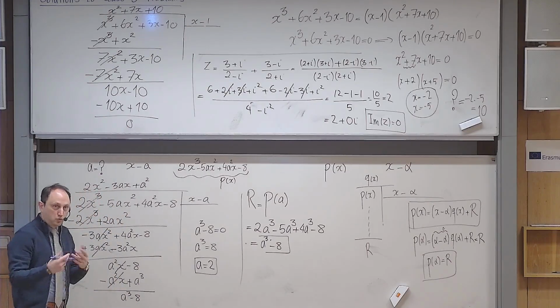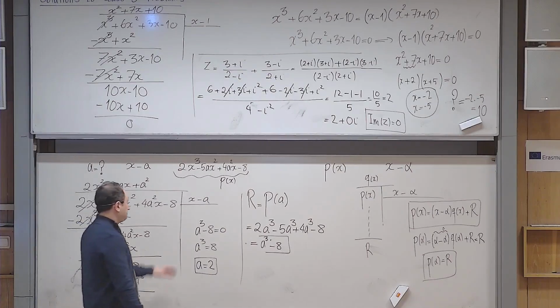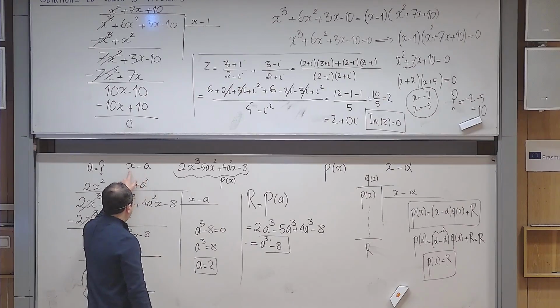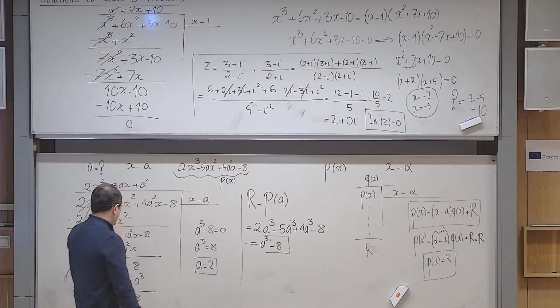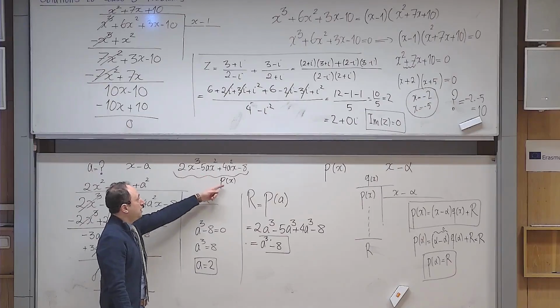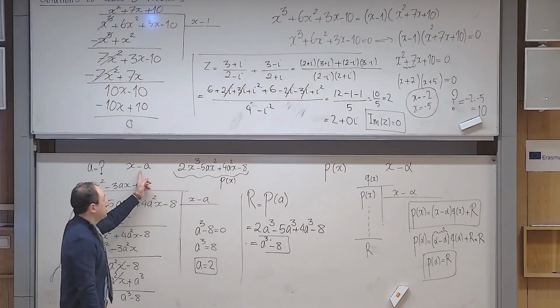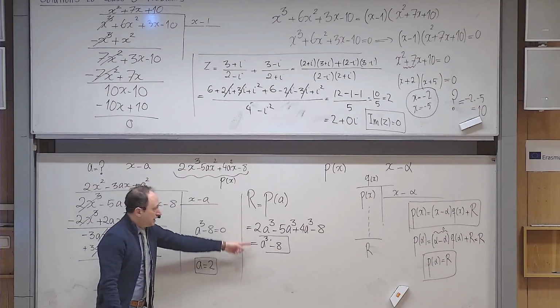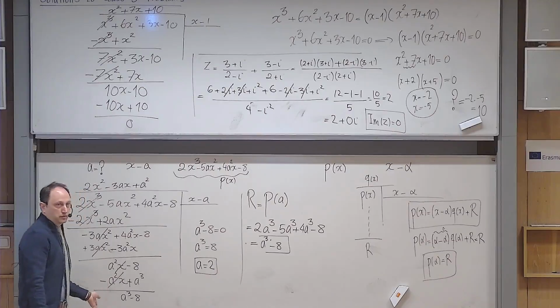Okay, so if you want to find the remainder of a polynomial by a polynomial of degree 1, one way is to do the long division. The second way is to just replace the x in the polynomial with the root of your first degree polynomial. It is a little bit faster, but it was not that hard even to do this.